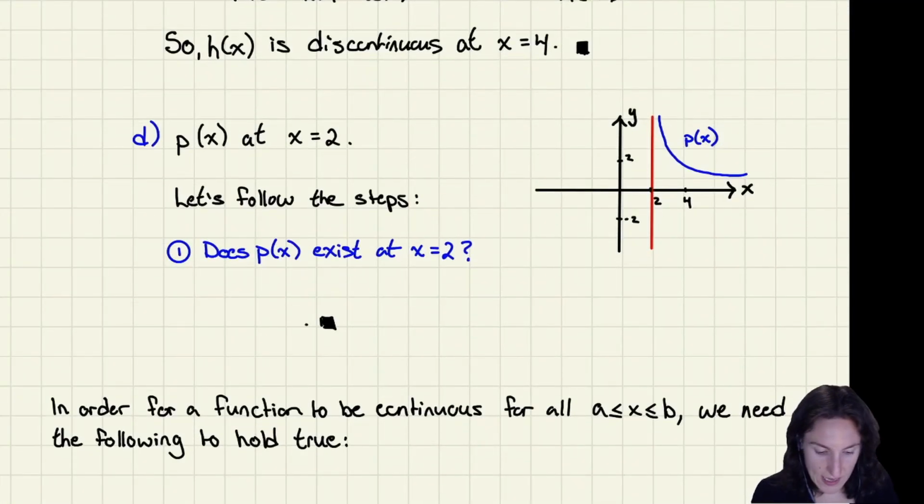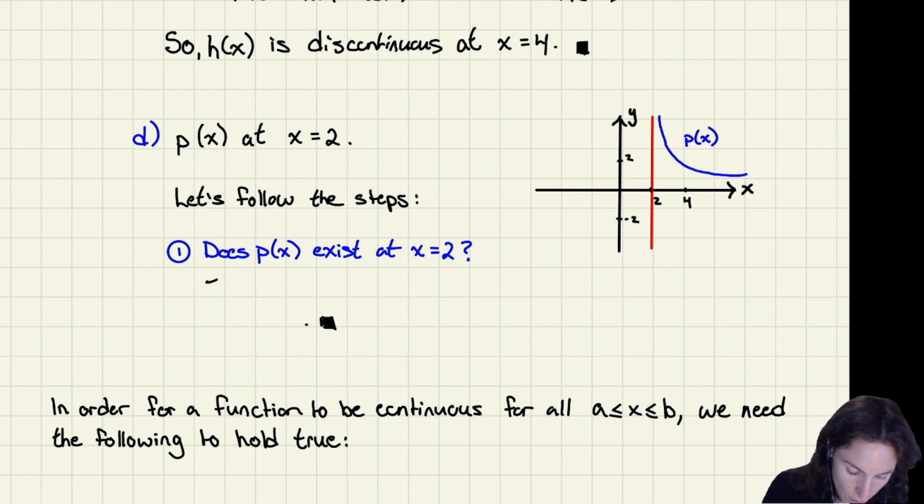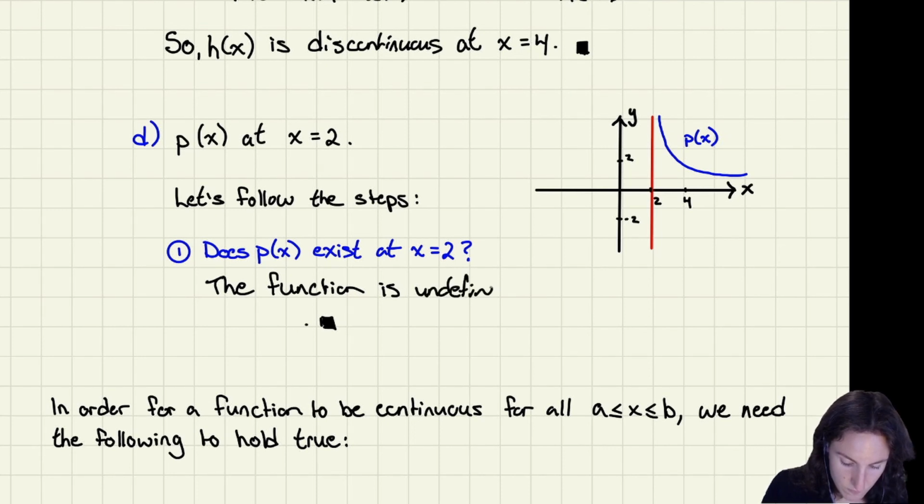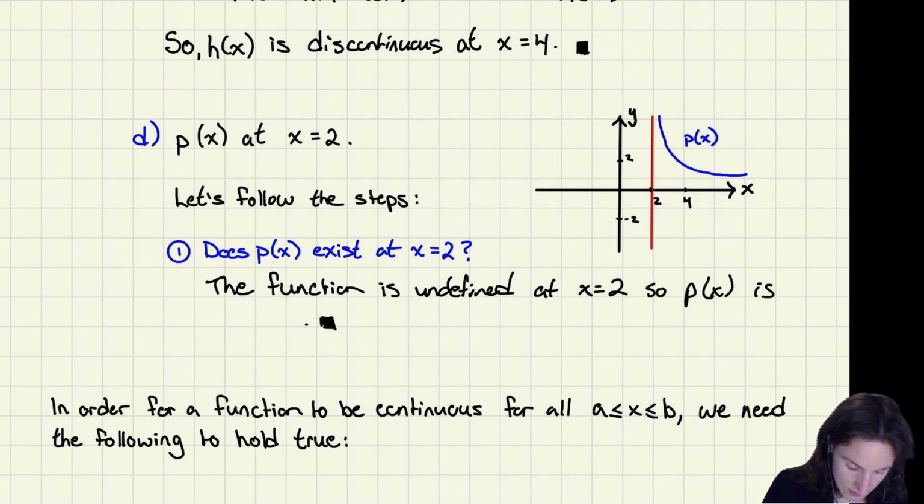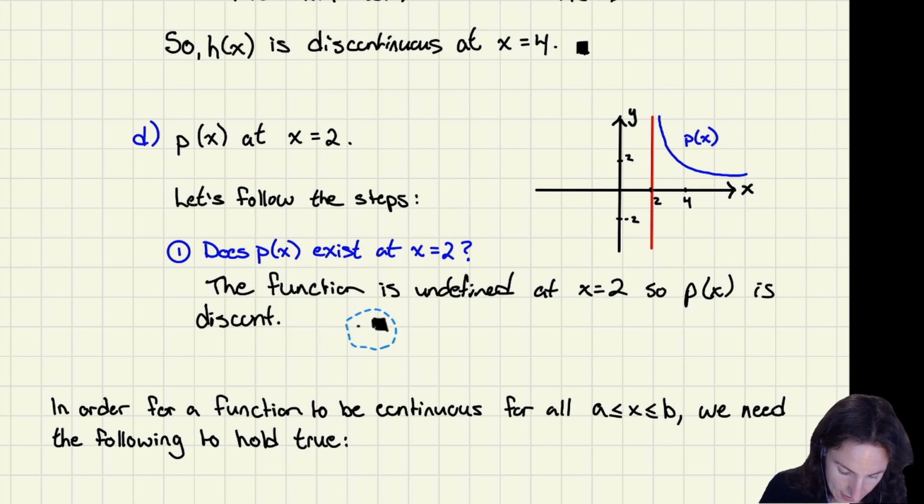All right, last but not least. When I'm looking at this function p of x, I can see right away that this is not going to exist because it shoots off to infinity. So our function is not even defined at that point. So p of x is discontinuous at x is equal to 2.